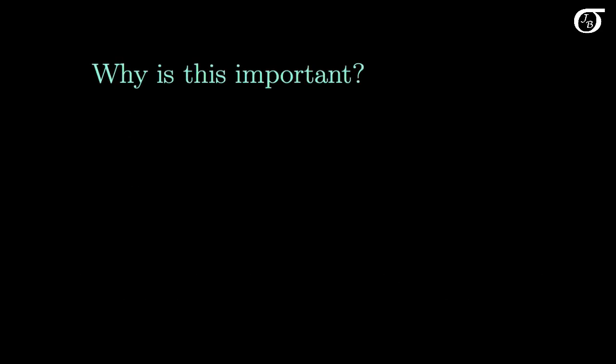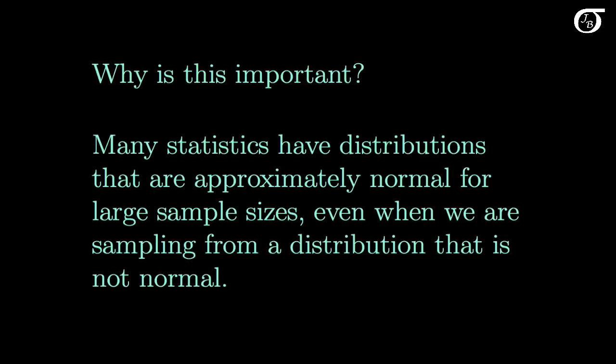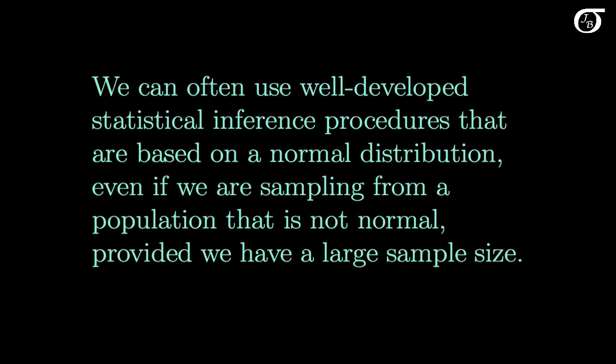Why is this important? Well, the central limit theorem tells us that many statistics have distributions that are approximately normal for large sample sizes, even when we are sampling from a distribution that is not normal. And this means that we can often use well-developed statistical inference procedures and probability calculations that are based on a normal distribution, even if we are sampling from a population that is not normal, provided we have a large sample size.